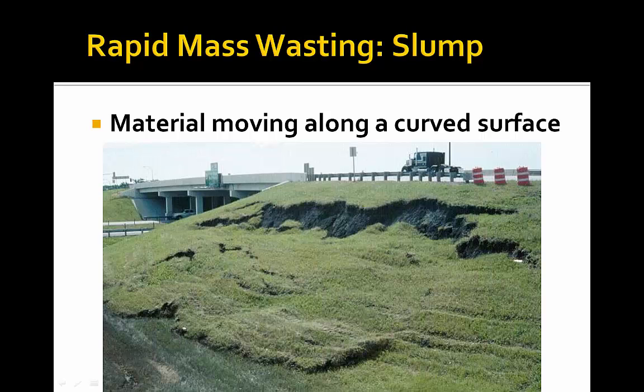When we start looking at how fast mass wasting events are happening, they can be classified as fast or rapid versus slow. Now, when I say rapid, and when your book says rapid mass wasting events, some of them will be dramatic, like an avalanche. Others are going to be really, really boring to watch. In the case of a slump, you have material that is moving along a curved surface, and this can occur over days. So you could set up a chair and watch this happen, but you're going to be really bored.